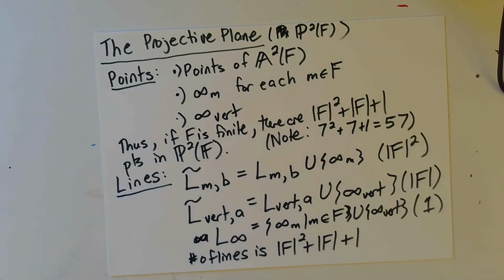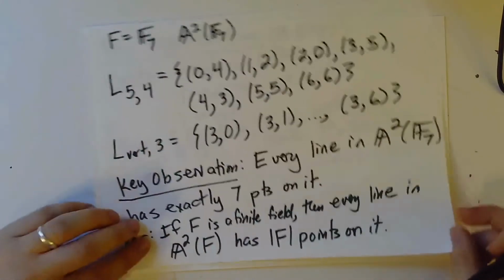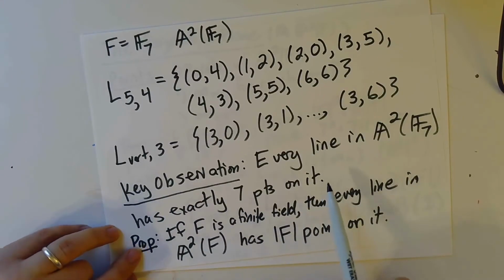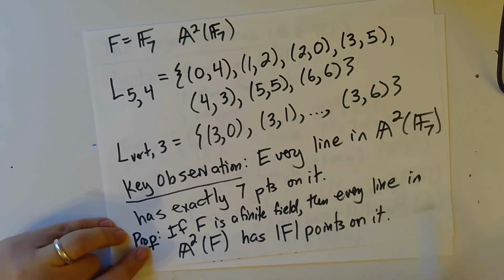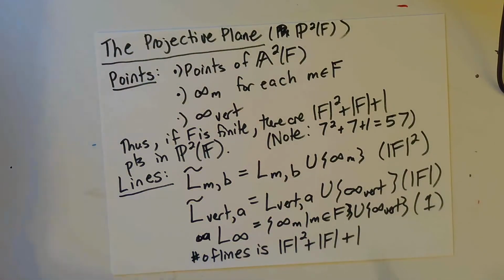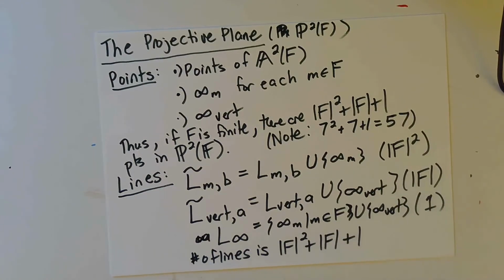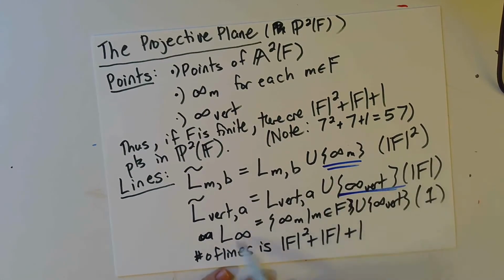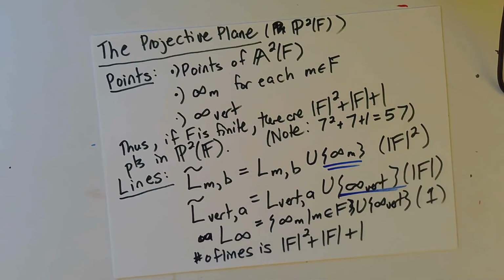Now, before, we had made note of this observation, that every line in the affine plane has exactly 7 points. Or, more generally, if I have any field, then there's exactly 1 point on every line for every element in the field in the affine plane. What did we do in the projective plane? Well, for every line, we tacked on exactly 1 point, right? I tacked on this point, and I tacked on that point, and then this new one, it also has size of F plus 1 elements.